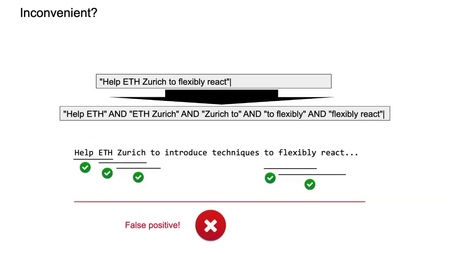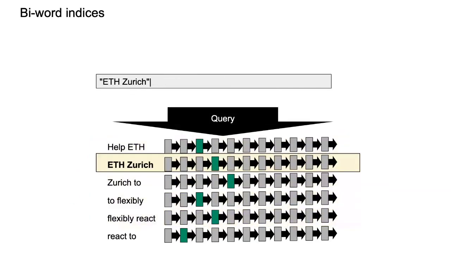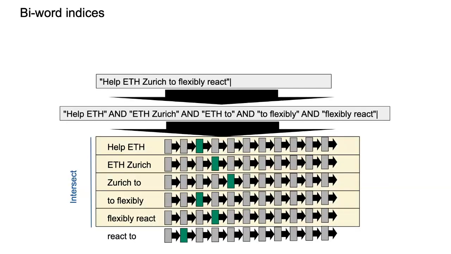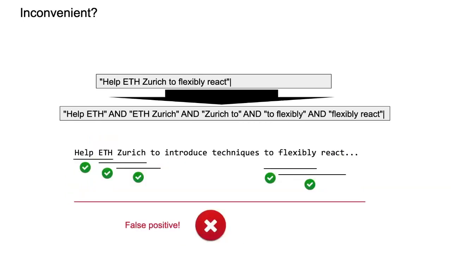So it means, for example, imagine that I have these other documents: help ETH Zurich to introduce techniques to flexibly react and so on. Now I have a false positive because you can see that all the pairs are in there. So that's returned by my query when I use the index, but it's a false positive because it doesn't actually contain the sentence I'm looking for. So what do you do? You can use this and then you do what's called post-processing, post-filtering. So you go then to the documents that you've isolated and then you filter a bit more to look specifically for that sentence. So the index was helpful because it accelerated the whole thing, but there's still a bit of work to do to eliminate the false positives. Okay.